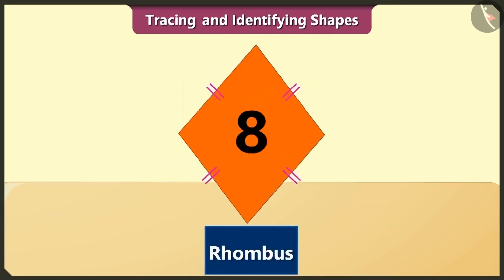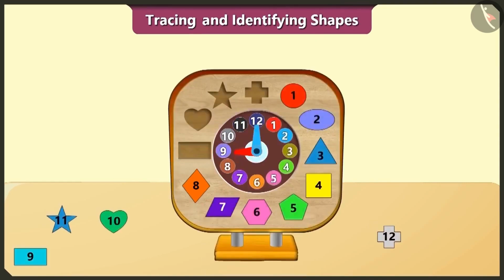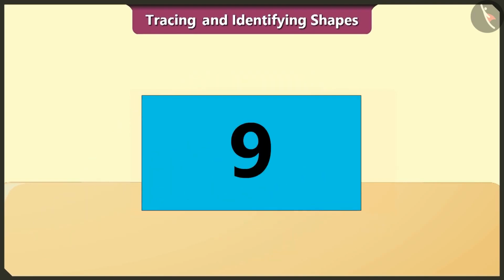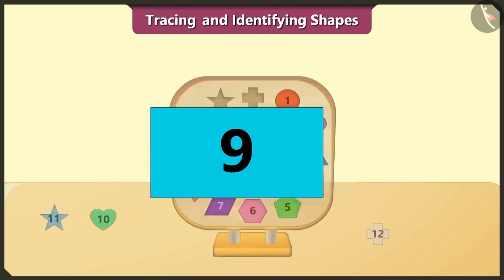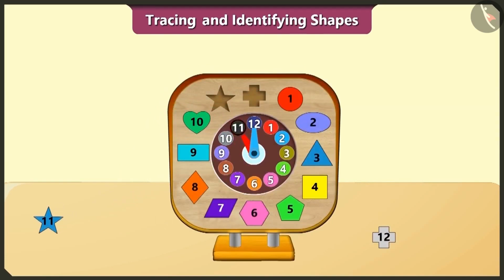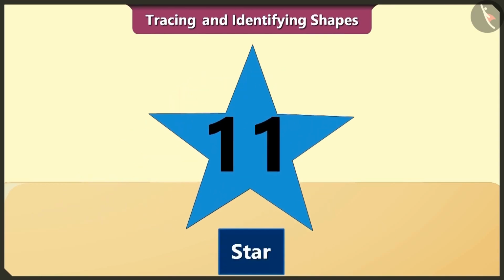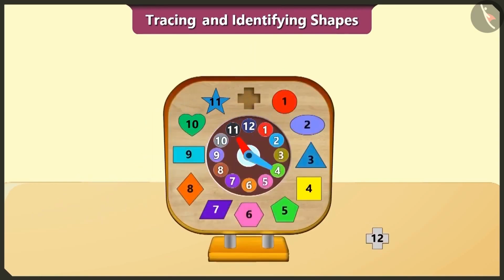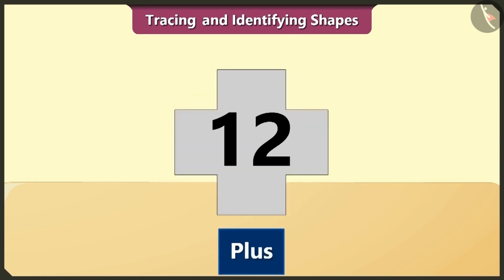The 4-sided rhombus is eighth in order. And the rectangle is ninth in order here. Its opposite sides have the same length. The heart is 10th in order. The star is 11th in order. And the plus symbol is 12th in order.